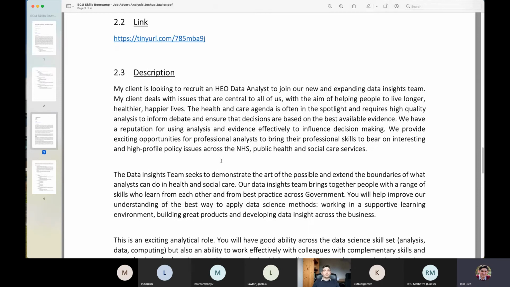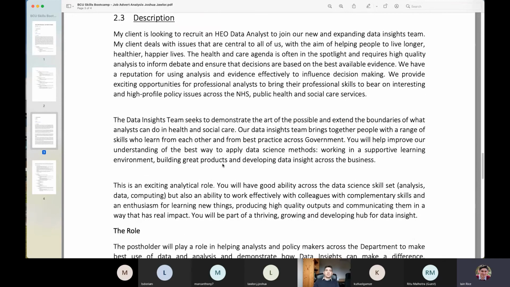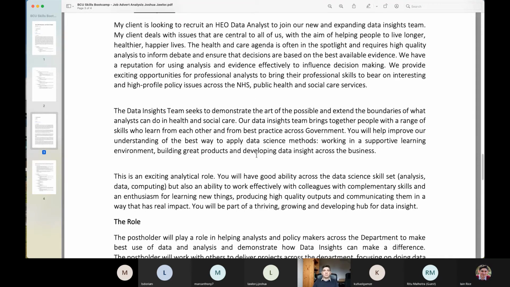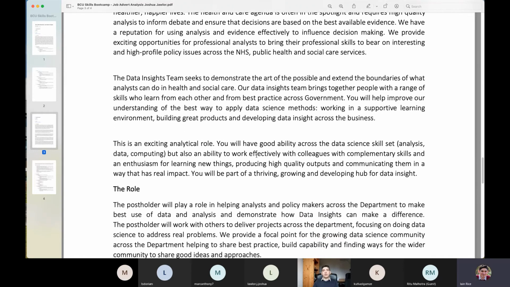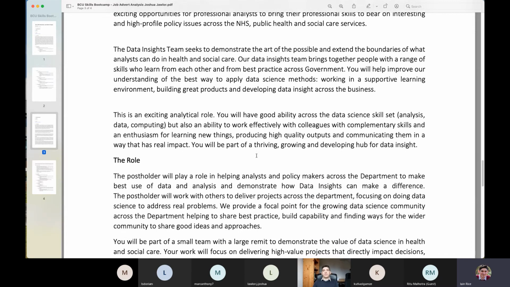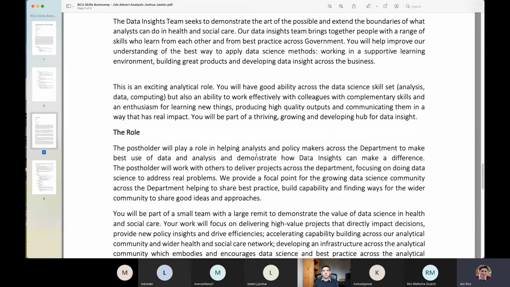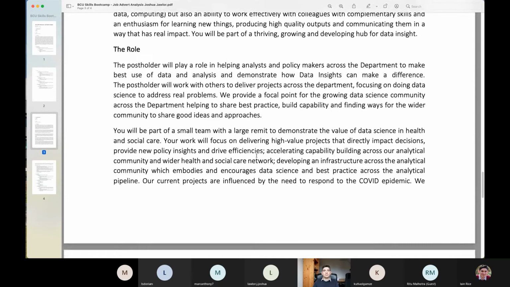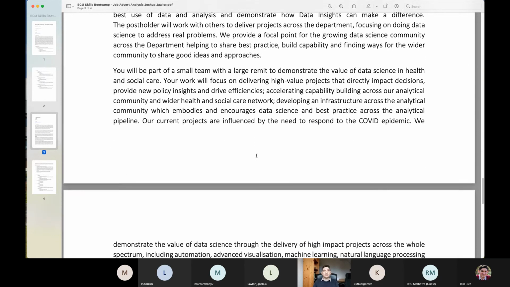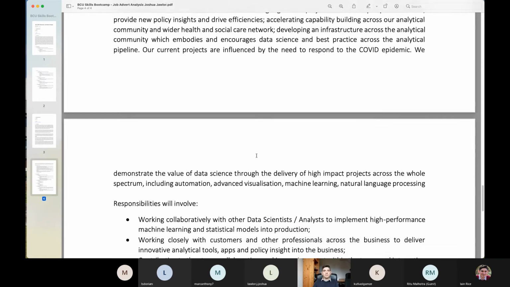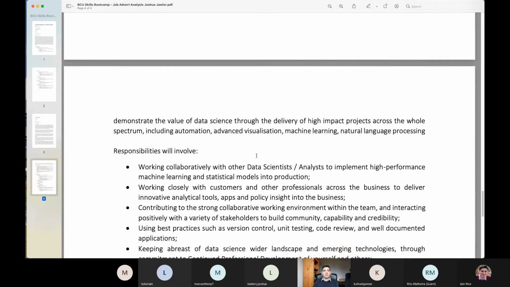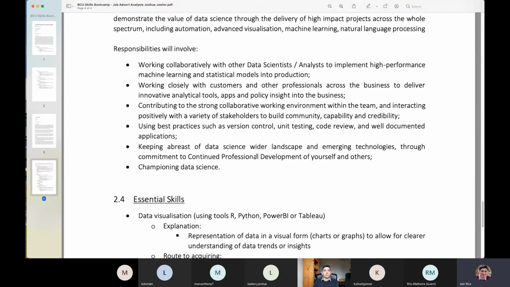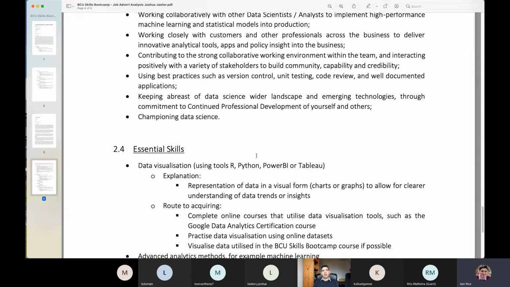Okay, let's go to the next one, data analyst role. Great. So the client's looking to recruit an HEO data analyst to join new and expanding data insights team. Okay, so again, just have a quick scan down, see if any acronyms or words jump out at you. They like the word insights. There we go. So responsibilities and essential skills. That's the stuff that we were going to be focusing on.